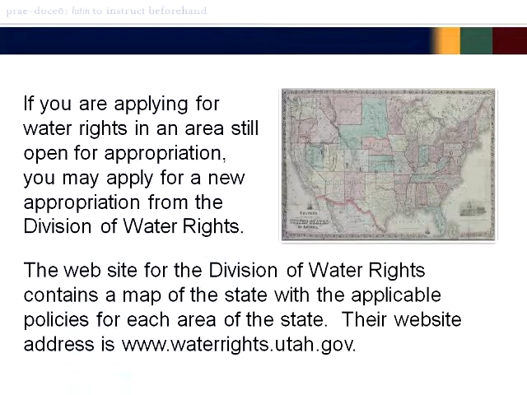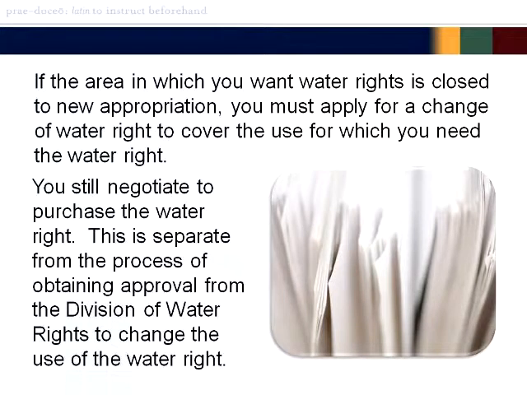If you are applying for water rights in an area still open for appropriation, you may apply for a new appropriation from the Division of Water Rights. The website for the Division of Water Rights contains a map of the state with the applicable policies for each area of the state. Their website address is www.waterrights.utah.gov.